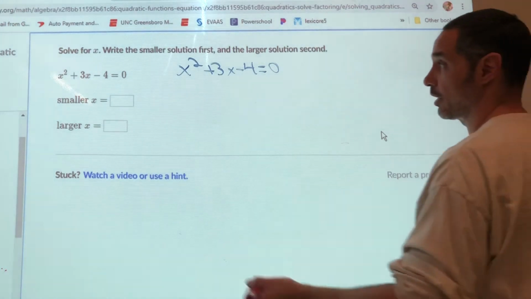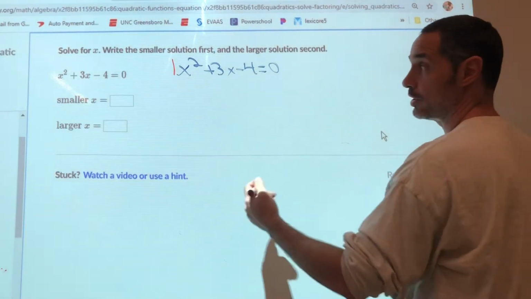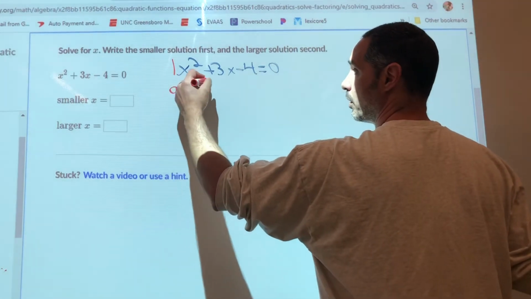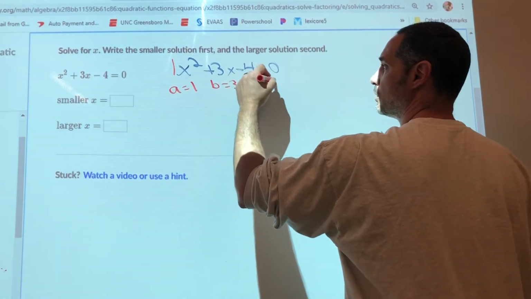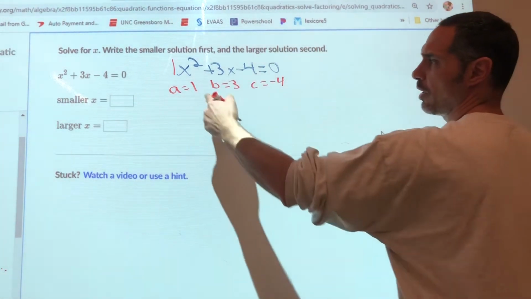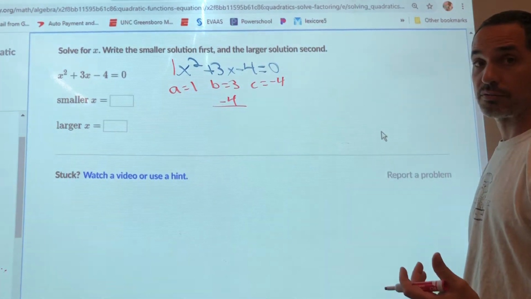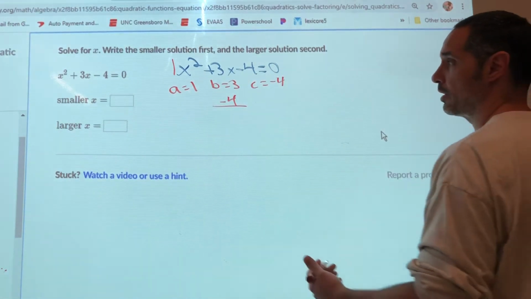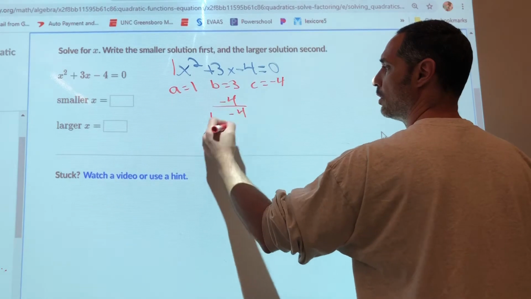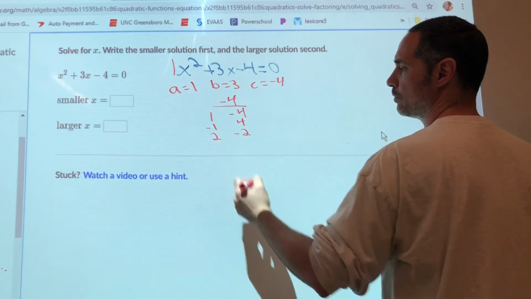So by factoring, I'm going to put number 1 out in front to say that the leading coefficient is 1. So A equals 1, B equals 3, C equals -4. And we're going to multiply 1 times -4. That gives us -4. And now I need the factors of -4. The things that multiply to -4 are 1 and -4, -1 and 4, and 2 and -2.